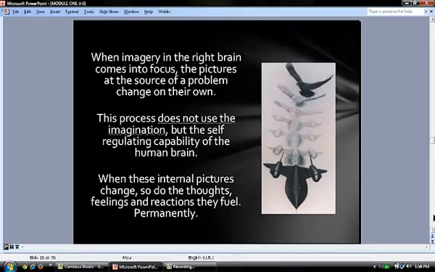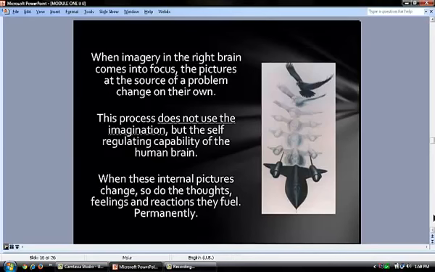The most important part of this healing process is that when the imagery in the right brain does come into focus, the pictures at the source of the problem do have the ability to change on their own. The process does not use imagination, but uses the self-regulating capability of the human mind. The human mind has a self-regulating capability. Just as the body has the ability to heal itself, so too does the human mind when given the opportunity.